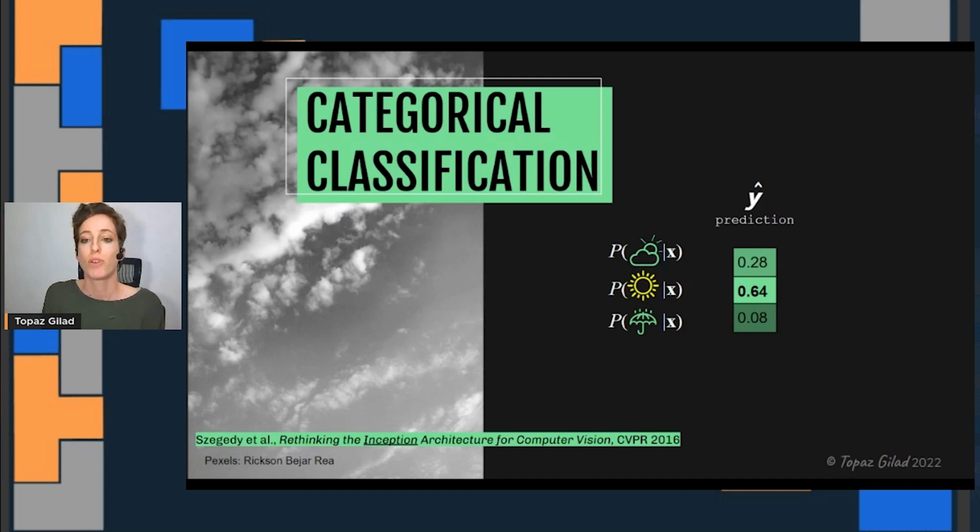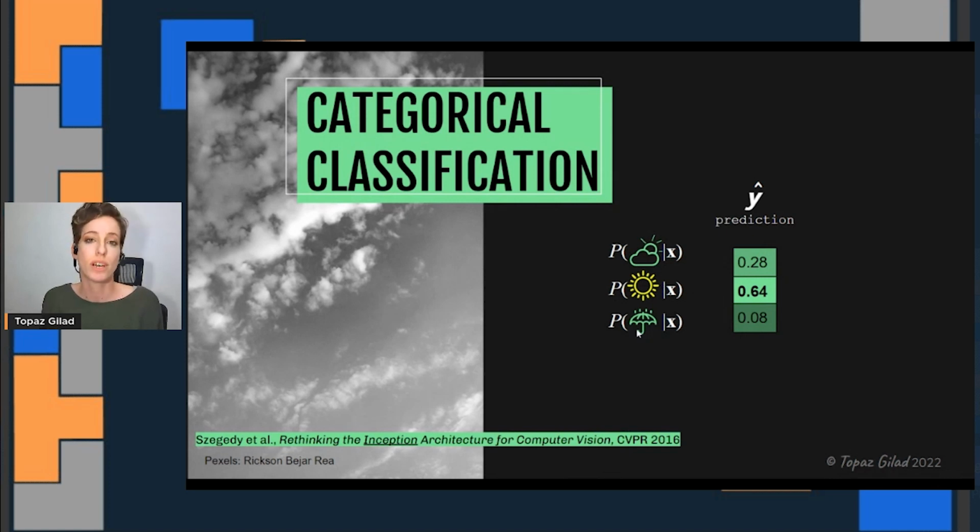And assume that in the training process, we have a specific sample where when the measurements were taken, it was indeed sunny for the next day. So the true label for this specific measurement X is sunny. So I highlighted here that one in yellow. And we predicted this output vector. We predicted 64% of it being sunny when it actually was sunny.